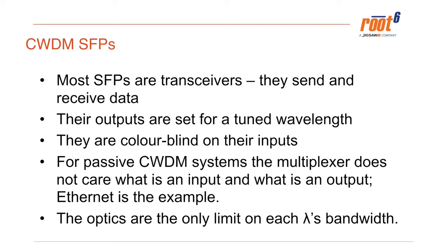If you've got an SFP that's sat in a network switch and it's sending out data on, say, 1350 nanometers, what comes back can't be on 1350 nanometers because that wavelength's already used. Its transmission side is already used. It basically has to be able to receive on whatever wavelength comes out of the multiplexer back into the SFP. So we say that SFPs are colorblind on their inputs. They don't care what wavelength they get back on their inputs.